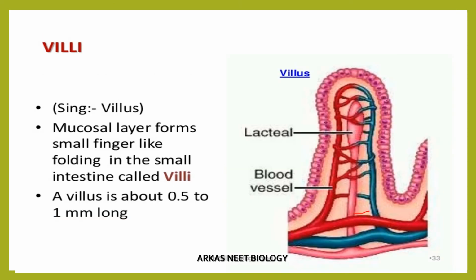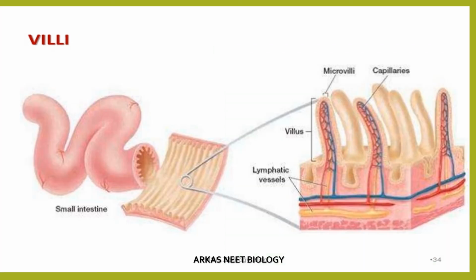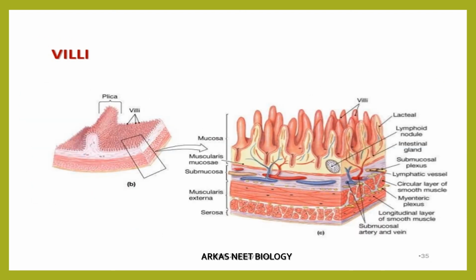And in the intestine, finger-like projections are present, and these are called villi. Each villus consists of a network of capillaries as well as the lymphatic system. Each villus is about 0.5 to 1 millimeter long. So this is the structure of a villus present in the small intestine. This is a finger-like fold, and it hosts the blood capillaries as well as the lymphatic system.